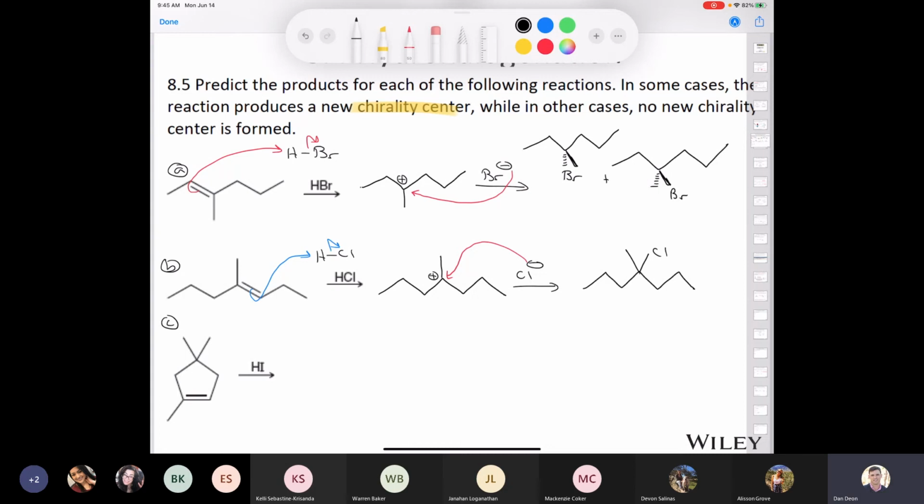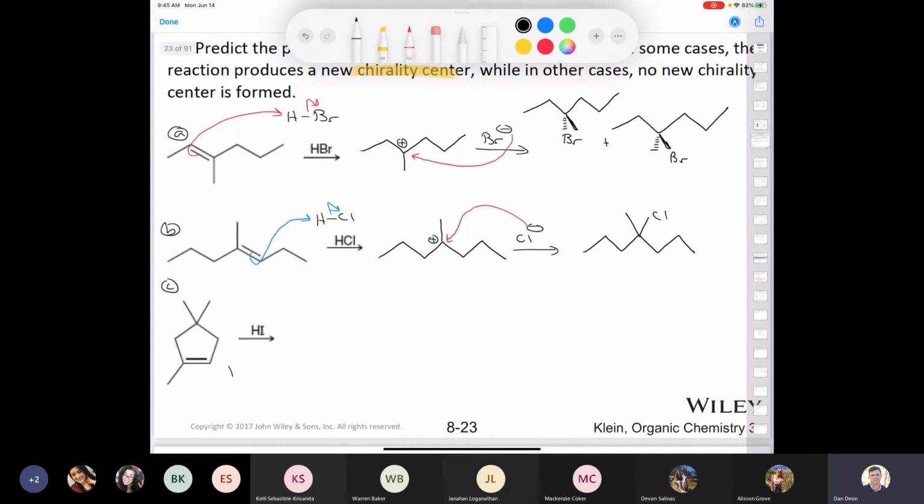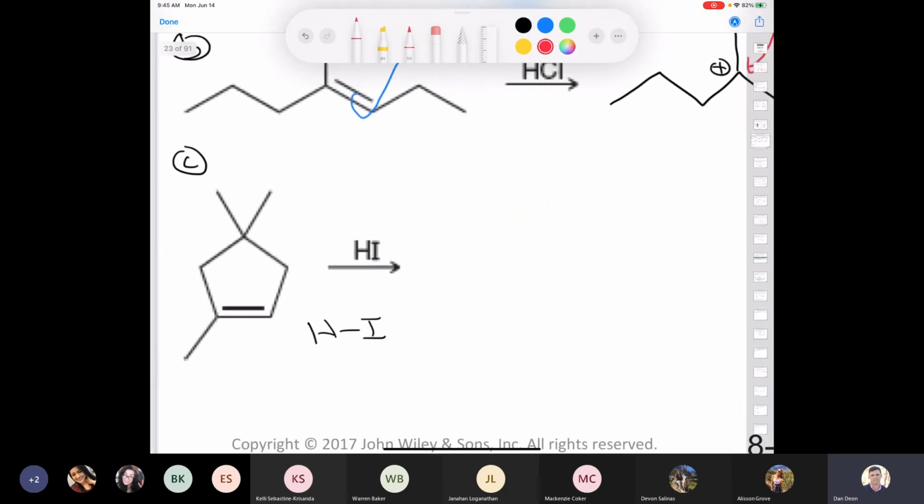There we go. So no chiral center there. And then in the last one, again, practicing. This is really good practice. Oops, not HBr, it's HI this time. So the rich are going to get richer. If you're still wondering how are you doing this?